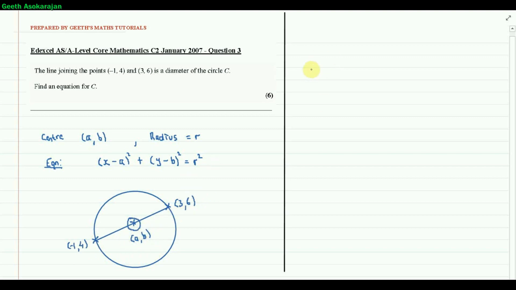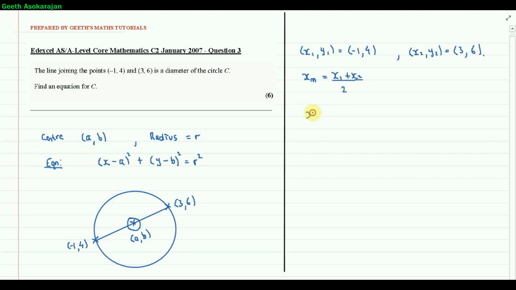In this case, we have -1, 4, which I'm going to name x1, y1. So x1, y1 is -1 and 4. And we have the other point, which I'm going to name x2, y2. So x2, y2 is 3, 6. To work out the x coordinate of the midpoint, we're going to use our midpoint formula. So xm is x1 plus x2 divided by 2.